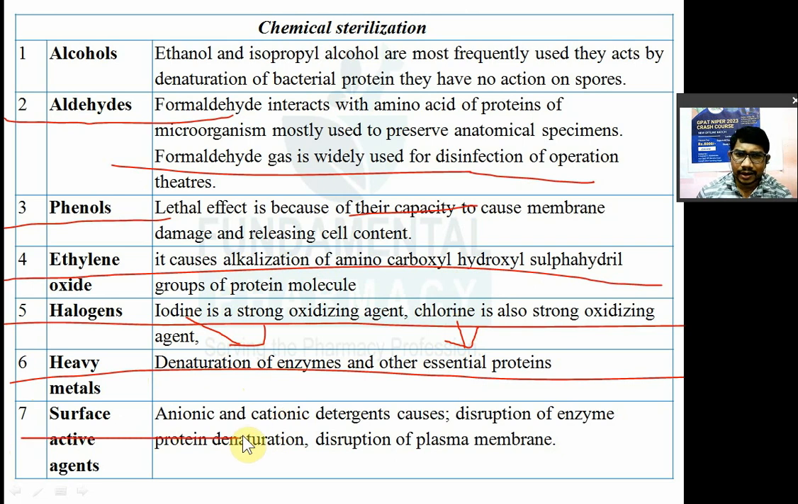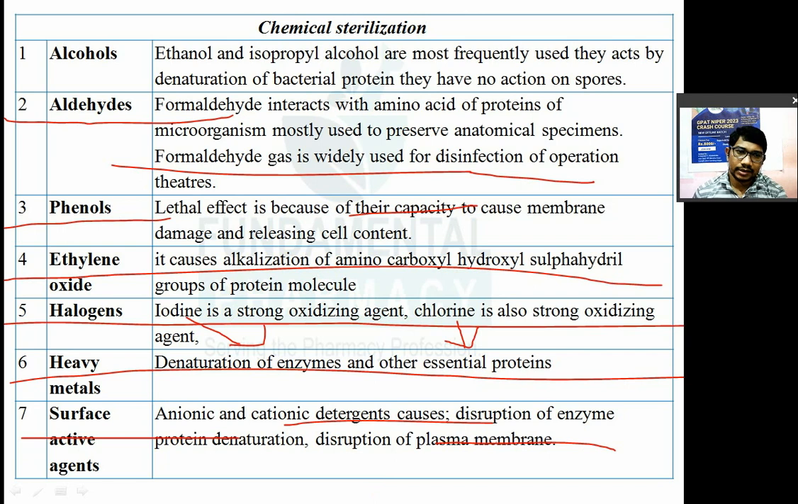Surface active agent, anionic and cationic detergents. They cause the disruption of enzyme protein, denaturation, disruption of plasma membrane. और आपके surfactants होते हैं, anionic, cationic, this is sodium lauryl sulfate. And they are also antiseptic. आपने देखा होगा कोरोना वायरस के टाइम पे कि it is not necessary to use alcohol based sanitizer. आप simply soap water भी use कर सकते हैं. Why soap water? Because anionic, cationic detergents are present in the soap. So they also disrupt the enzymes, proteins, denaturation, and disrupt the plasma membrane of bacteria and virus.